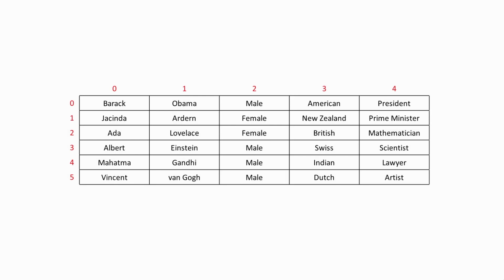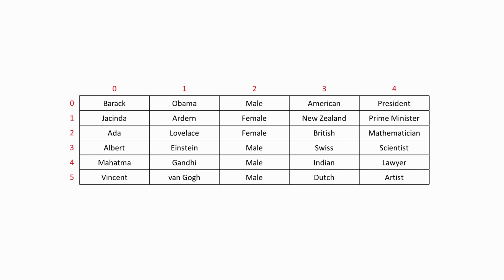If you're going to write code to create and manipulate a two-dimensional array variable, it's essential that you can visualize the data you're working with. Very often, a two-dimensional array variable is used to store groups of related data items, like the data you can see here. A two-dimensional array can therefore be thought of as a table.